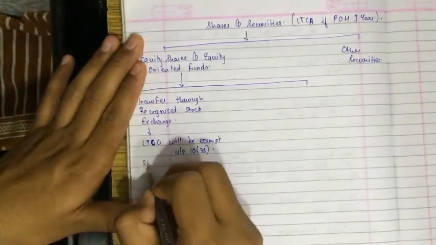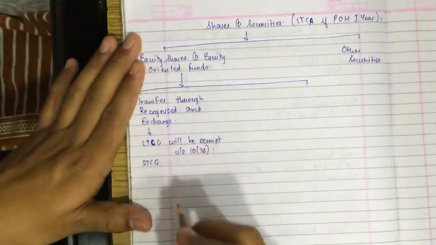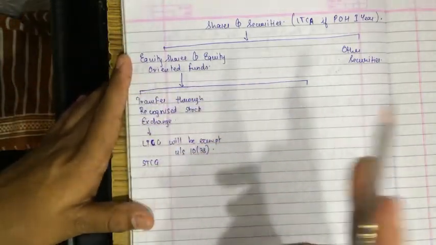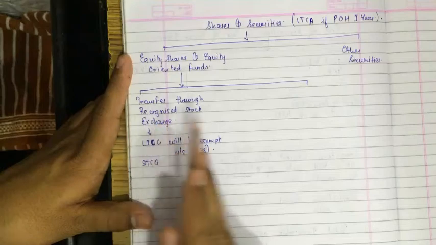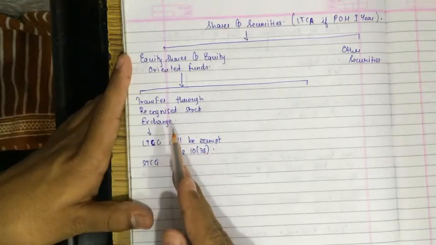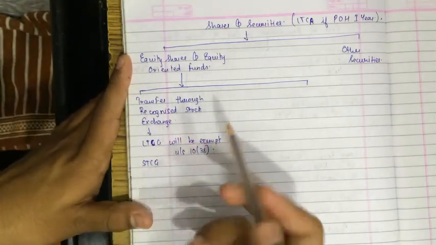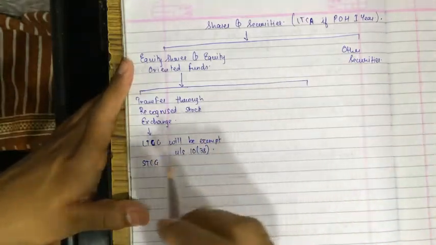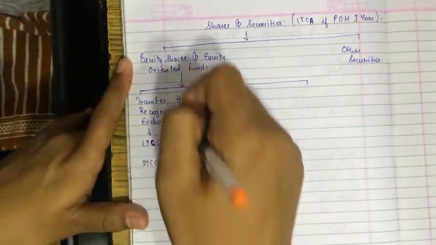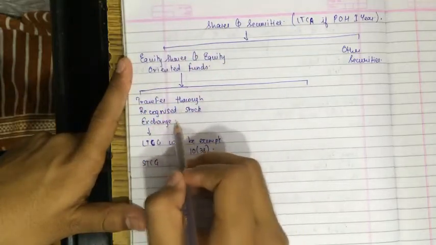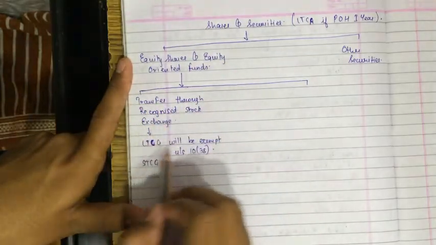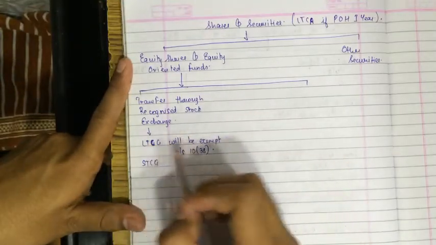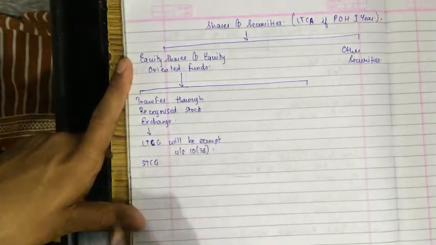But if you have earned a short-term capital gain, only if such gain is earned from transfer through a recognized stock exchange. If such transfer is not done through a recognized stock exchange, there is another side to that, I'll teach you that. This is cumulative: transfer through a recognized stock exchange and earn the long-term capital gain, and only then will such long-term capital gain income be exempt.